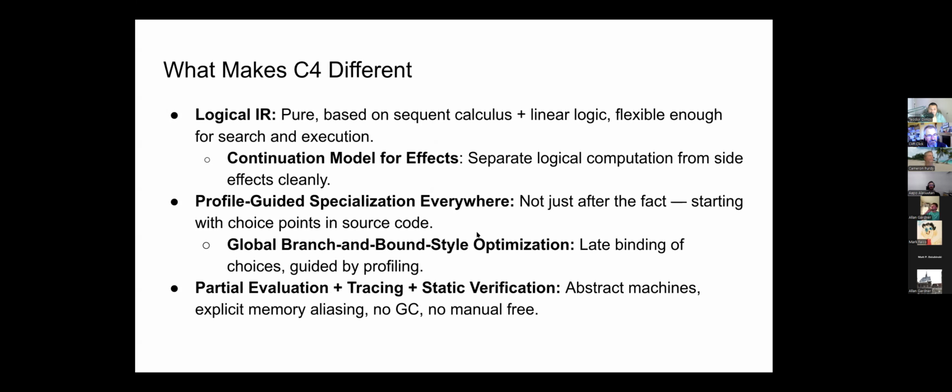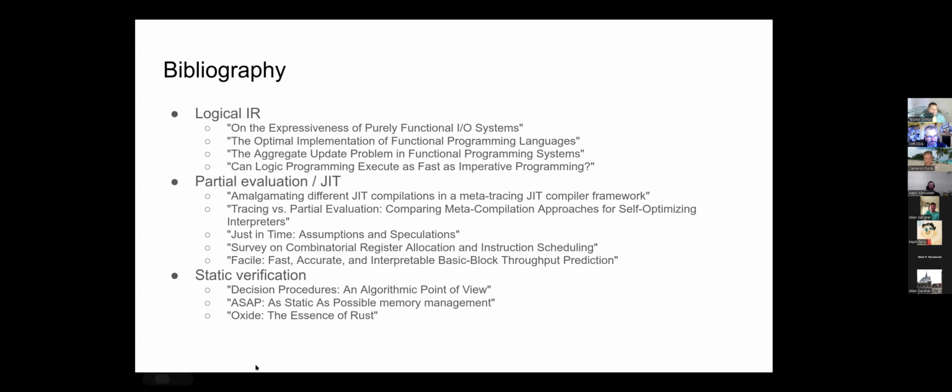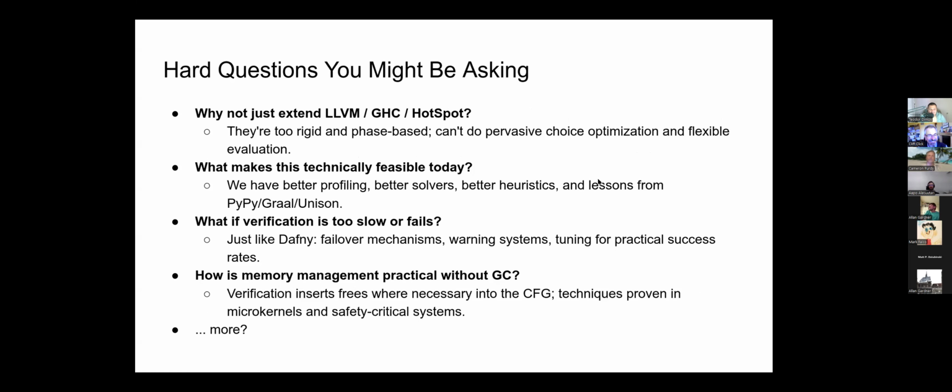So what will make C4 different? We'll have this logical IR that I've spent far too long designing. We'll have profile-guided specialization everywhere, and we'll have partial evaluation. How will I implement it? I'll read the papers. There are far too many papers that I've read, I could pull these out all day long. Hard questions that I was hoping Cliff would ask, but you haven't asked any questions yet.